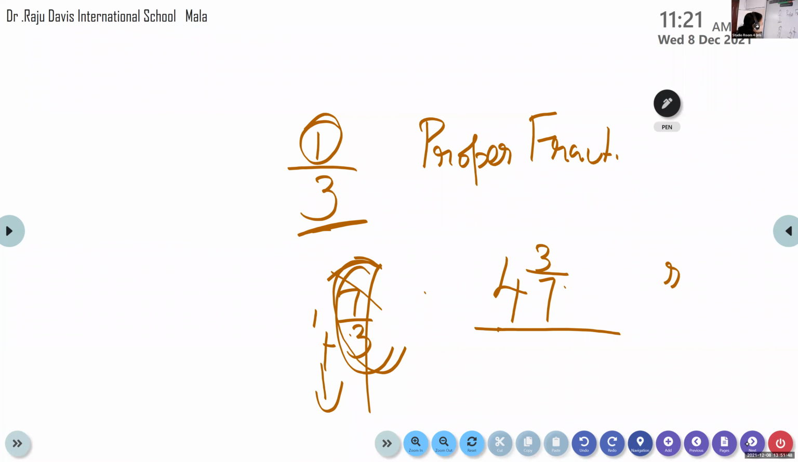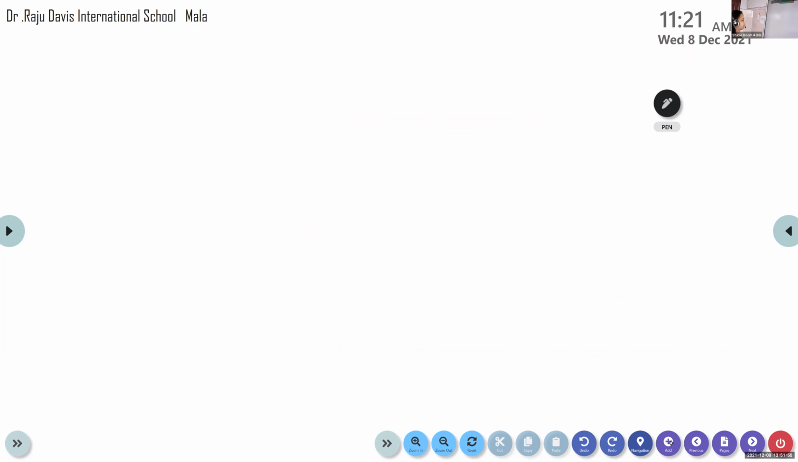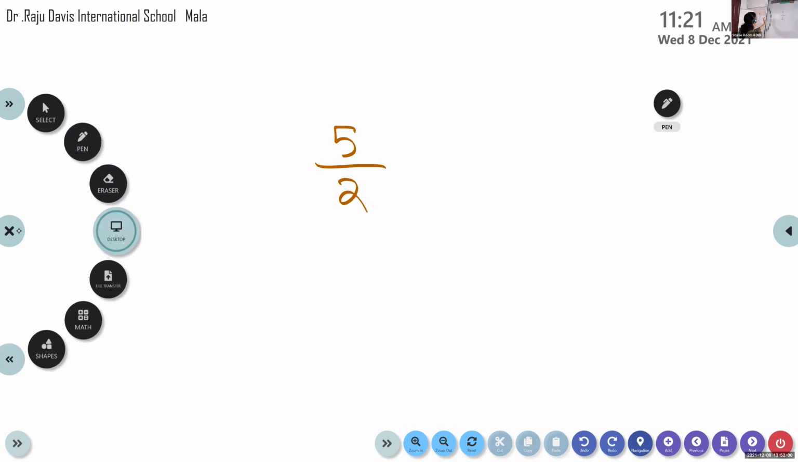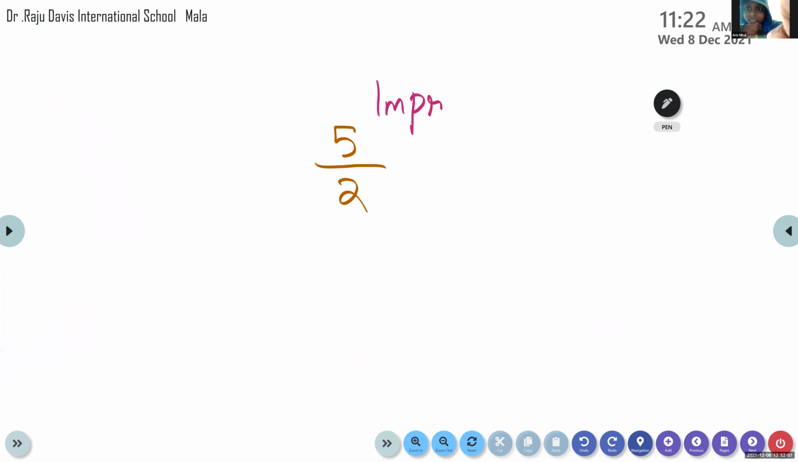Why it's not moving? Okay, here we have written proper fraction, improper fraction, and mixed fraction. So 5 by 2. What is this fraction, children? Improper fraction. Improper means what? The numerator is greater than the denominator. So now, children, we are going to convert improper to mixed fraction.